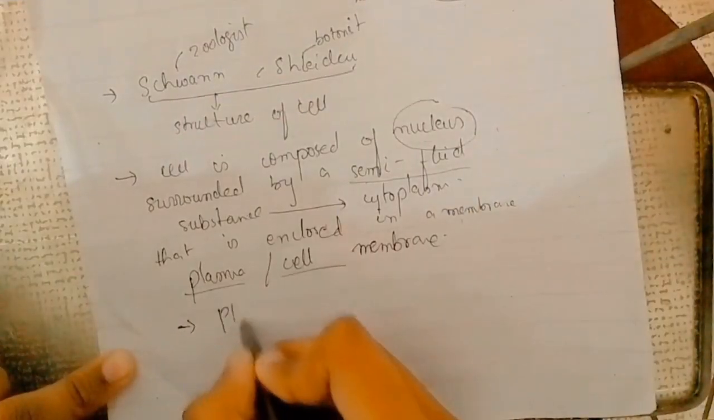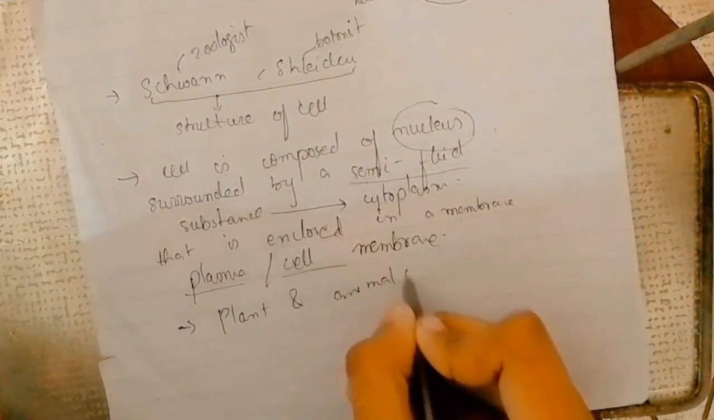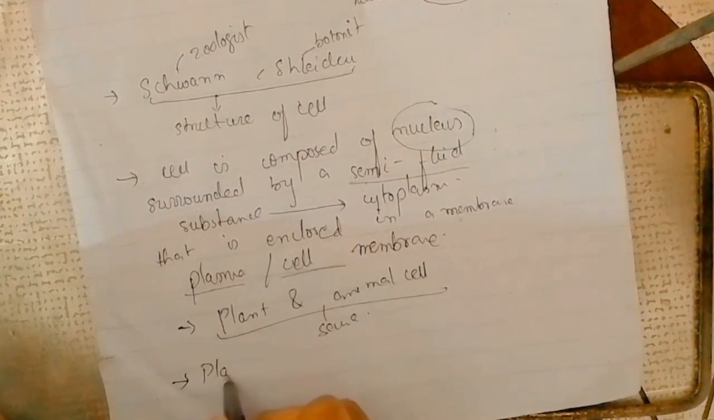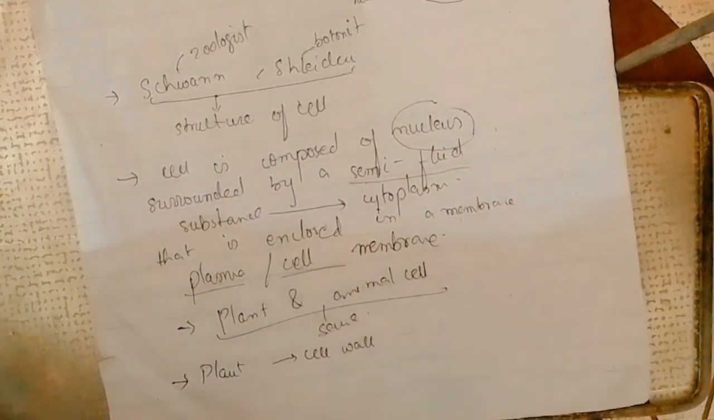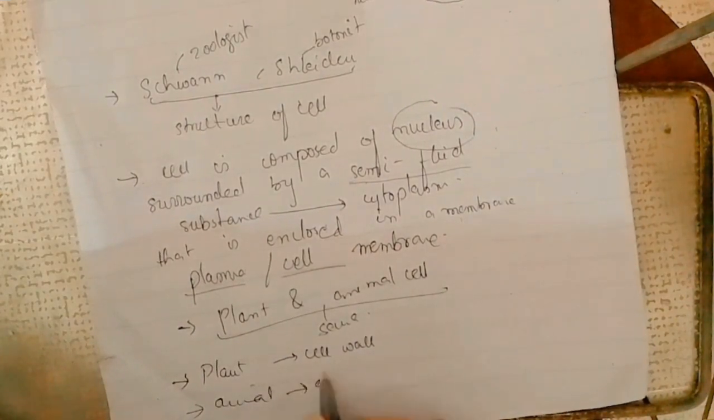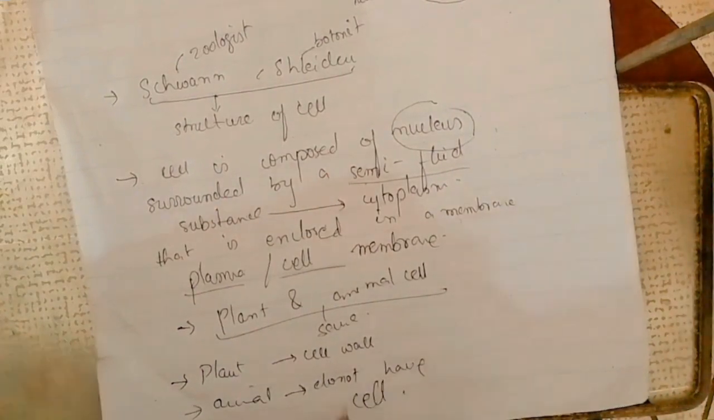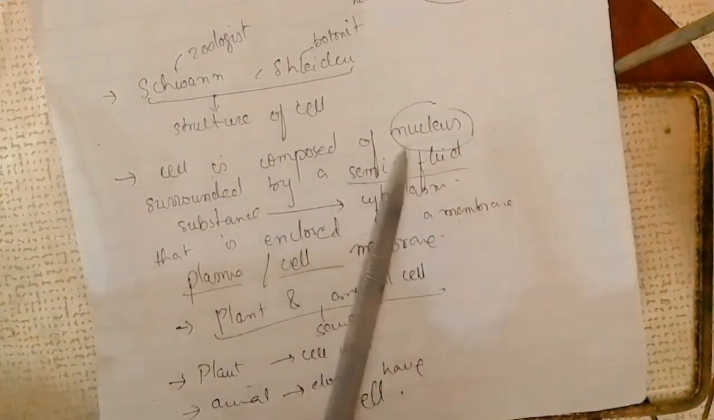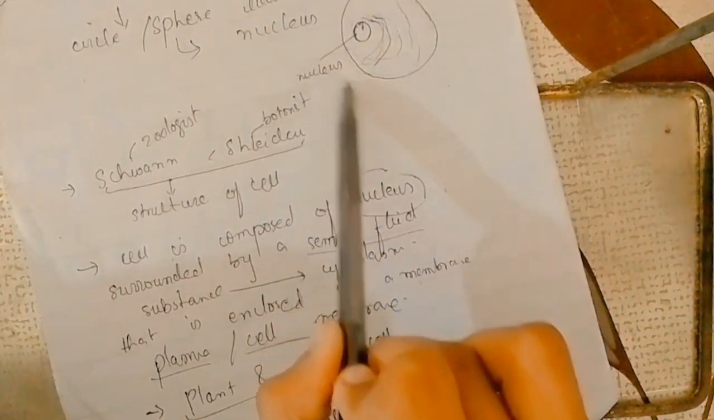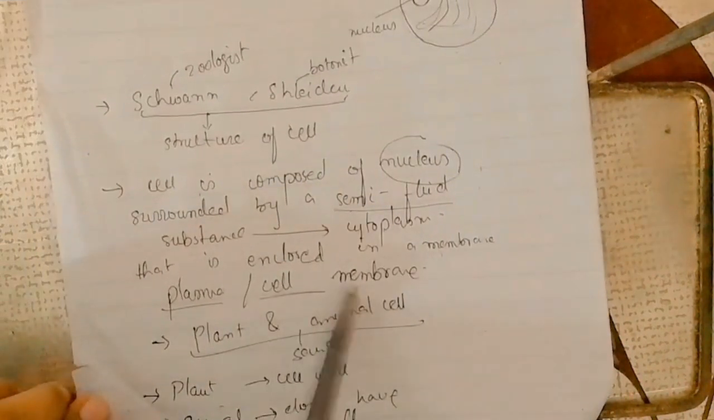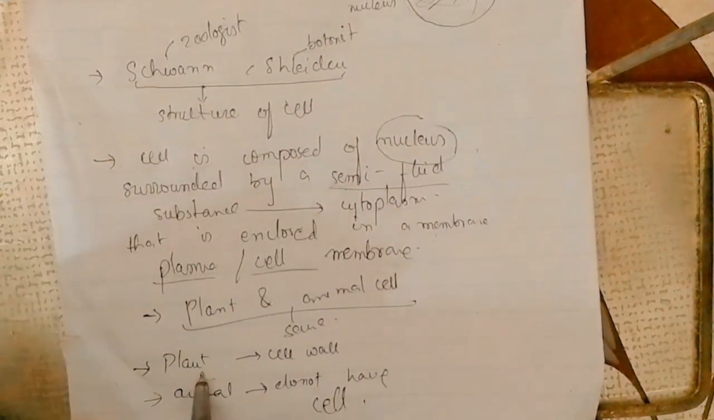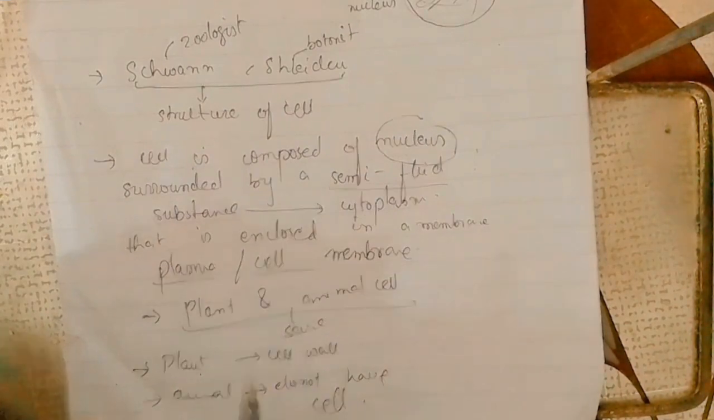Then they examined that plant and animal cells are both the same. The only difference is that the plant cell has a cell wall, but the animal cell does not have a cell wall. So they both discussed the structure of the cell: a nucleus surrounded by a semi-fluid substance known as cytoplasm, enclosed in a plasma membrane, and the plant cell has a cell wall while the animal cell does not.